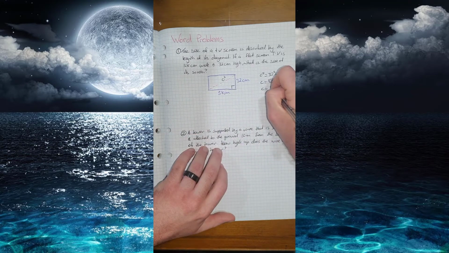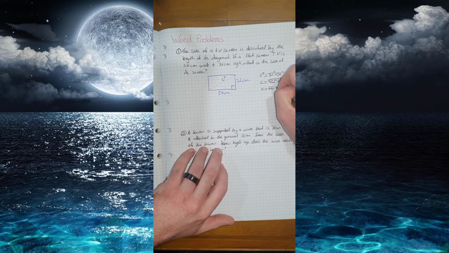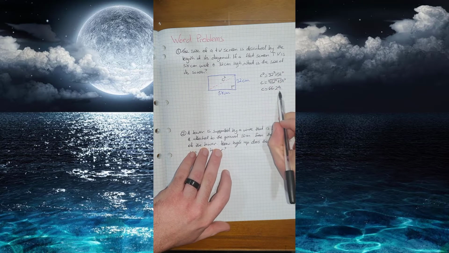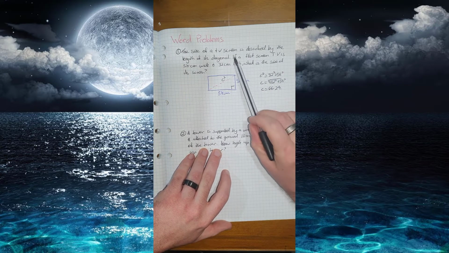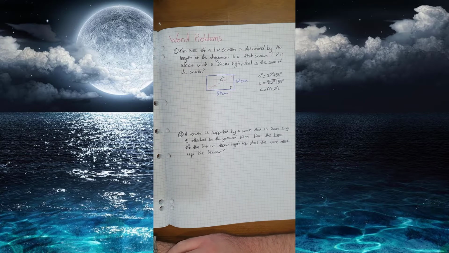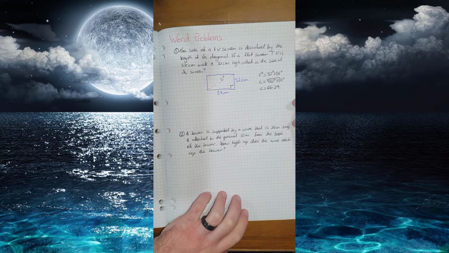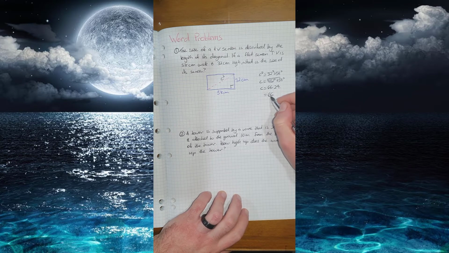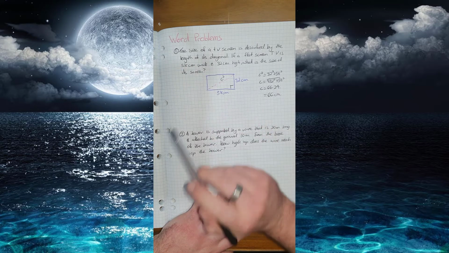So 66.24. Now we're thinking about it. I've never heard of a TV screen being described as 66.24 centimeters or 78.25 centimeters. We usually round it to the nearest whole number. So the nearest whole number in this case is going to be 66. It's closer to 66 than what it is to 67. So I'm going to say 66 centimeters is the size of the TV screen.